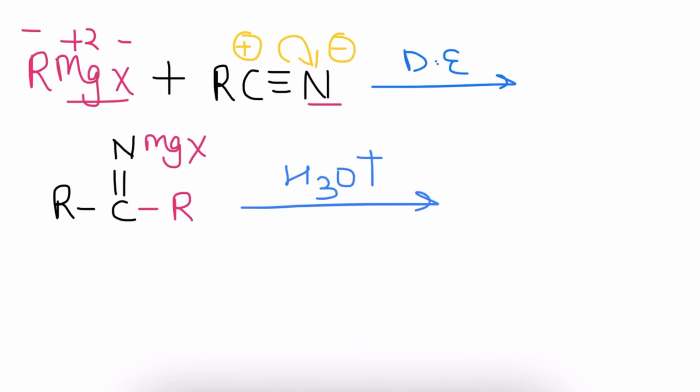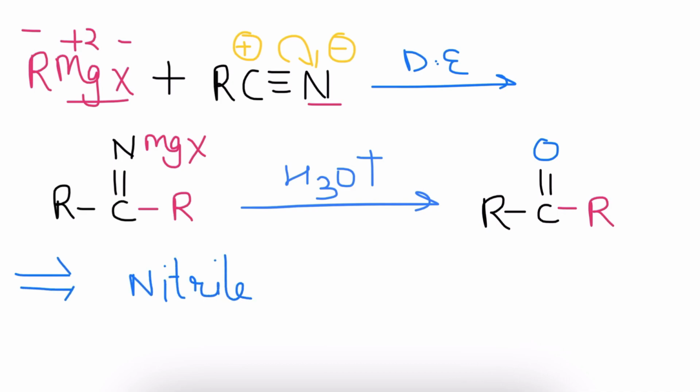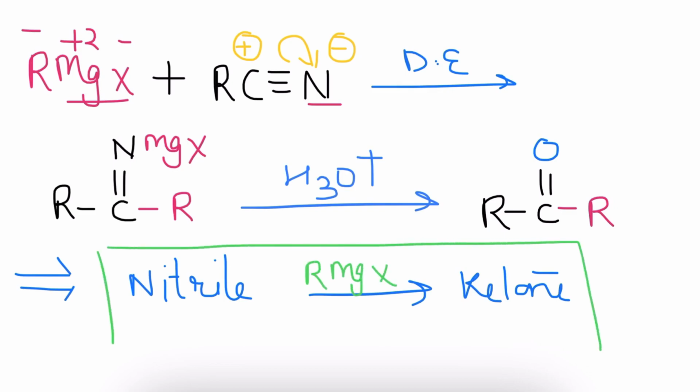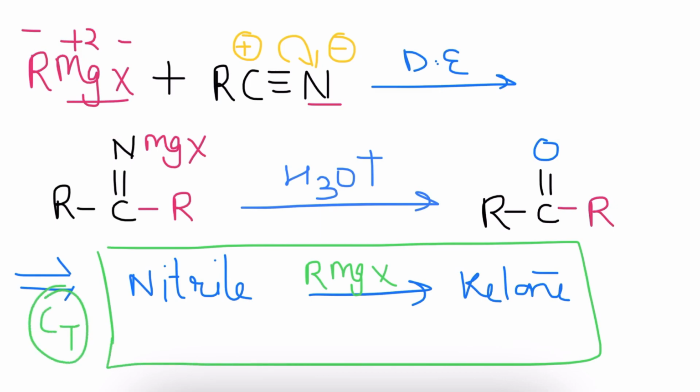H3O positive. This results in the formation of RC double bond O, and the pink alkyl part is from Grignard. NMgX is replaced by O here. So what we have concluded from here is that nitriles change into ketones with the help of Grignard reagents. This is your conversion tip: whenever you wish to convert nitriles to the carbonyl, ketonic part, we always do this with the help of a Grignard reagent.